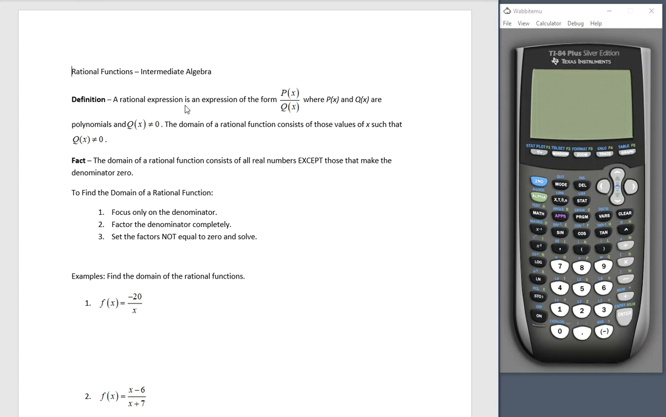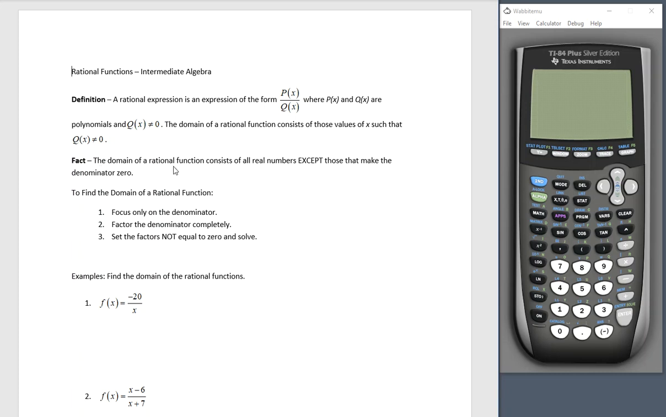A rational expression is an expression of the form p of x over q of x, where both p of x and q of x are polynomials, but q of x is not the zero polynomial. It can't be the zero polynomial. The domain of a rational function consists of those values of x such that the denominator polynomial is not zero. Okay, let's rewrite that. Let's take that as a fact right here.